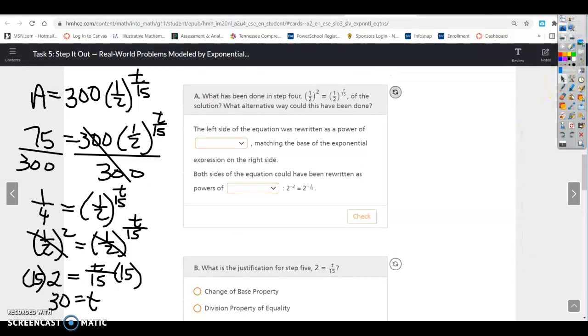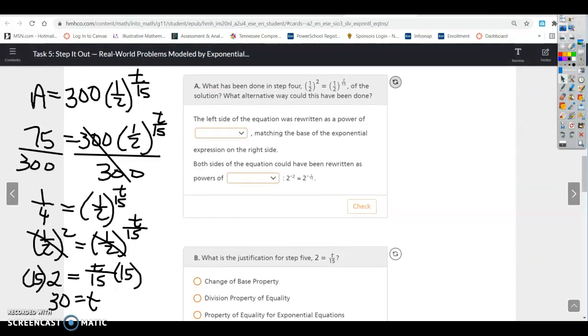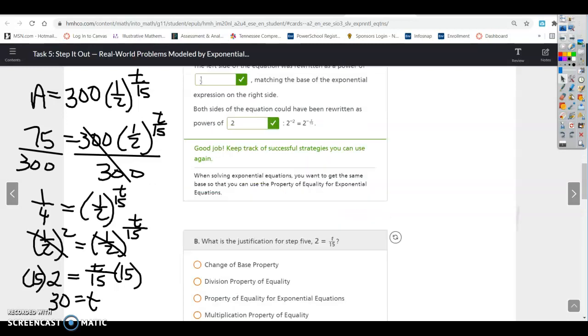Now let's see what it says. What has been done in step 4 of the solution? What alternative way could have been done? All right, so you could also have written this as a negative exponent here. So it says the left side of the equation was rewritten as a power of 1/2, matching the base of the exponential expression on the right. Both sides of the equation could have been rewritten as a power of 2. So 2 to the negative 2 equals 2 to the negative 1 times t over 15. And that would give you the same result.